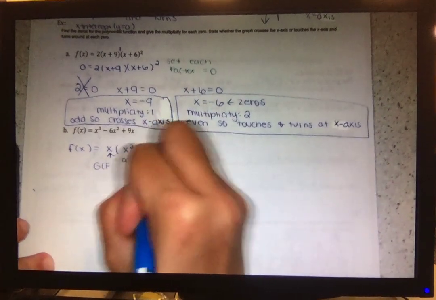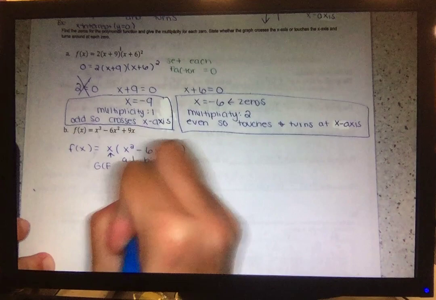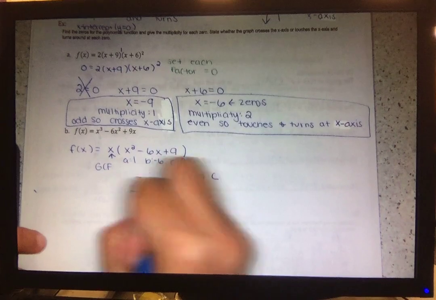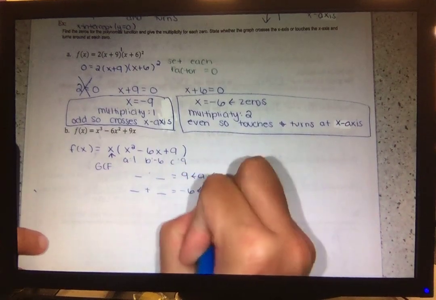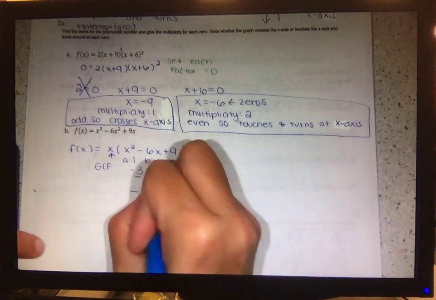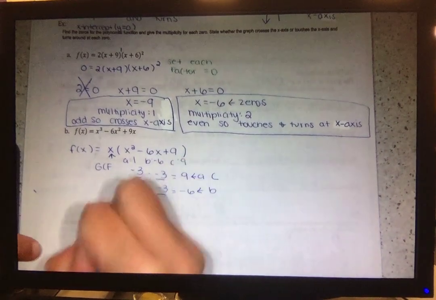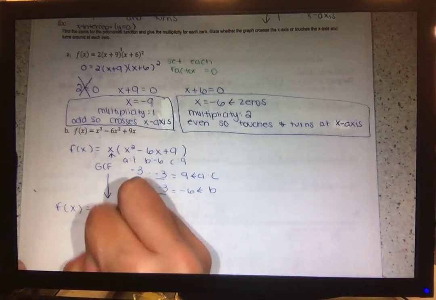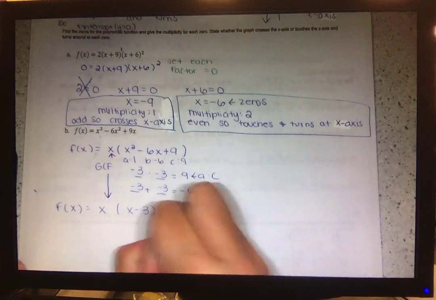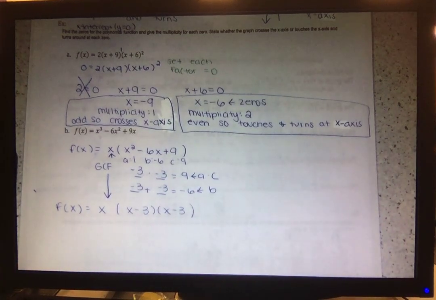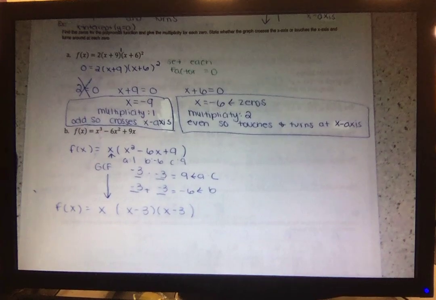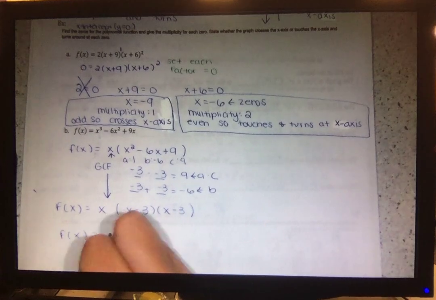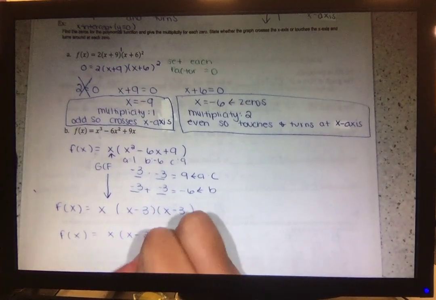A is 1, B is negative 6, C is 9. We're looking for two numbers that multiply together to give us A times C, which is 9, and the same two numbers add together to give me B, which is negative 6. Good, negative 3 and negative 3. So bringing down our GCF, we have f of x equals x times x minus 3 times x minus 3. Because A is 1, I can go straight to my factors. How could I rewrite this neater? x times x minus 3 squared. Good, so f of x equals x times x minus 3 squared.